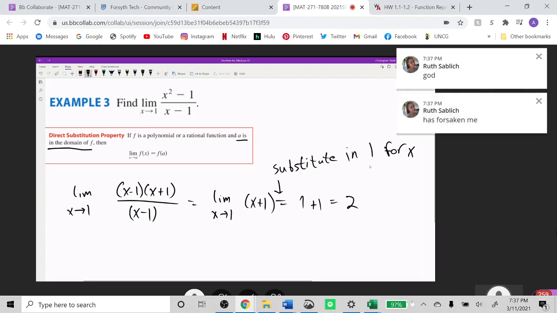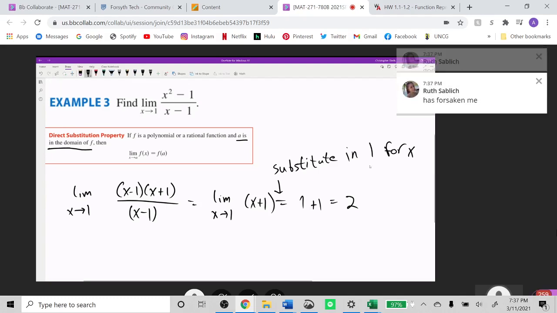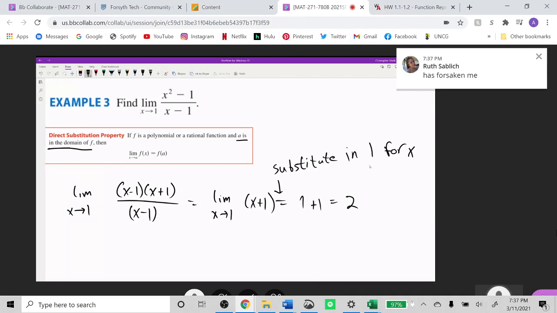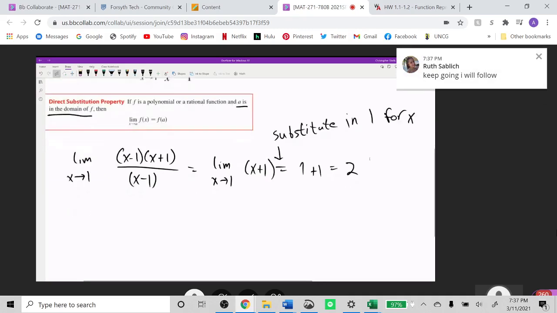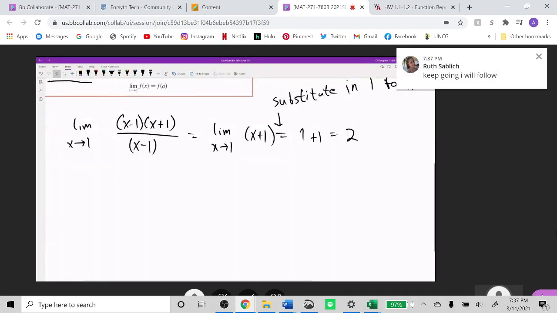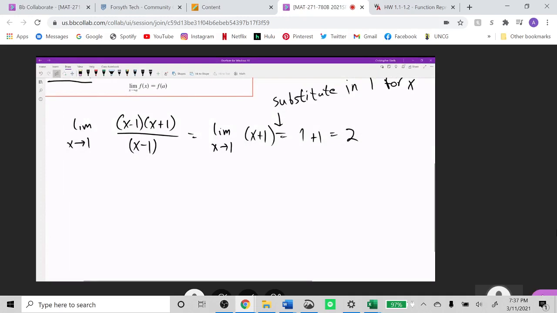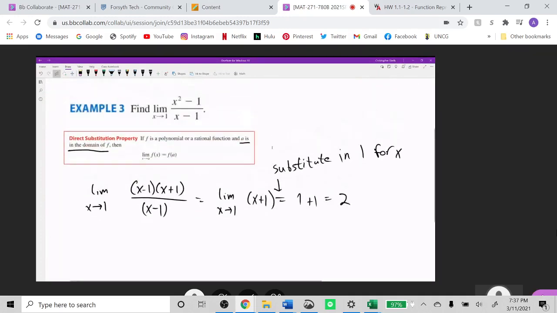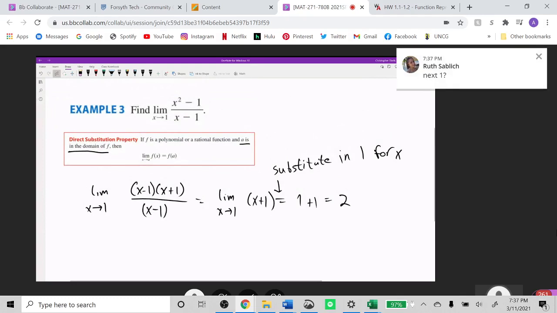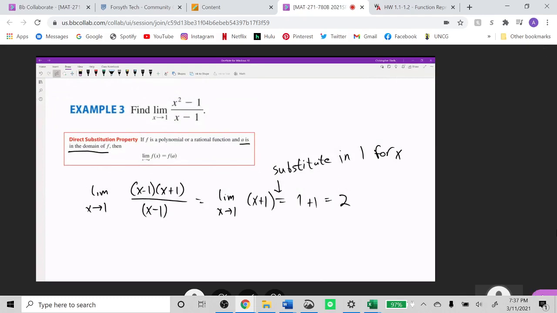Does that make sense? It's just once we work this to a place where, okay, once we work this, that's it. We evaluated the limit. It's not any deeper than that. Next one. Sure, but first we have to look at something else.